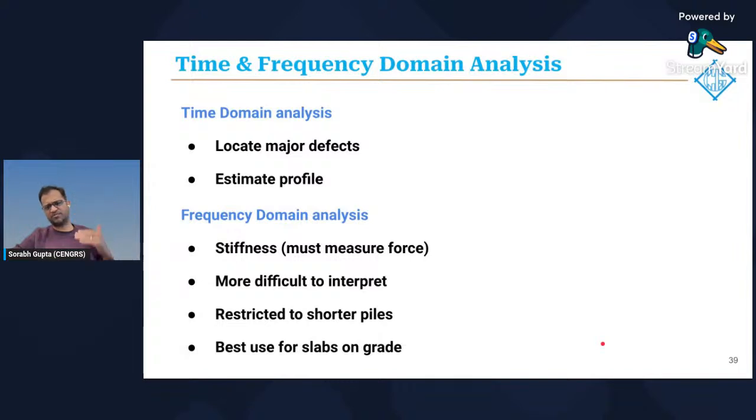There are two ways to analyze PIT results. 99% of the time, we are using time domain analysis, and this is good if you want to locate major defects or estimate the pile profile. Sometimes, and I think largely in Europe this is quite common, people like to use frequency domain analysis, and this is good where you want to understand the stiffness. However, I found frequency domain analysis more difficult to interpret, and it is largely restricted to shorter piles and good for slab on grade.